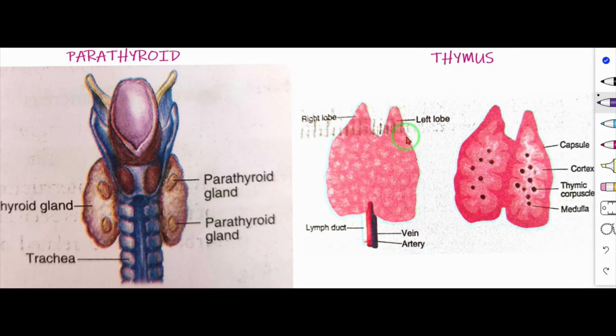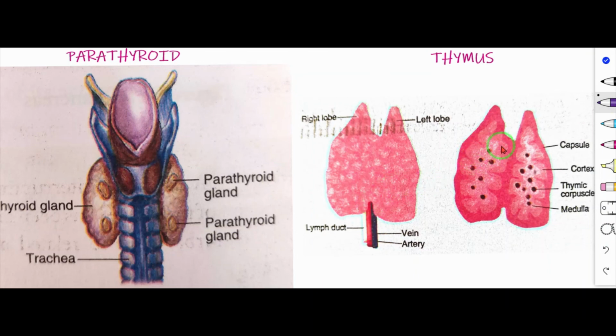So next we can see thymus gland. Another gland, that is the thymus gland. So this gland is partly an endocrine gland and partly a lymphoid gland. It is located in the upper part of the chest covering the lower part of the trachea. So where is it located? In the upper part of the chest region only this thymus gland is located.